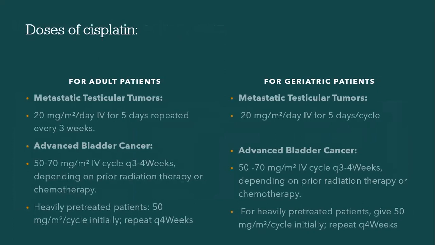So in this slide, I have mentioned different doses of cisplatin for adult and geriatric population, which is used in the regimens of different carcinoma for treating various different types of cancers. As you can see from this comparison, the doses are same both in adult and geriatric population. I have mentioned the doses for bladder cancer, testicular tumors.